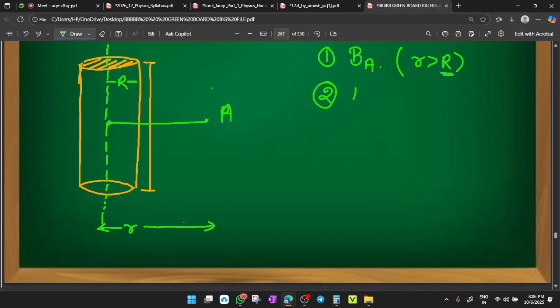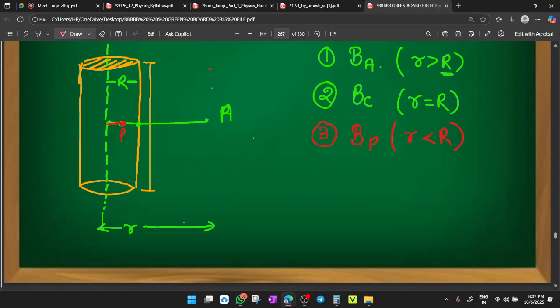Second case, B at point C, where small r equals capital R. Second case, right? And third case, inside the cylindrical body, you have to find the magnetic field intensity at this point, which I am marking in red color. You see here, the name of this point is P. So the third point is the magnetic field intensity at P, and definitely here the radius of this point is less than capital R.